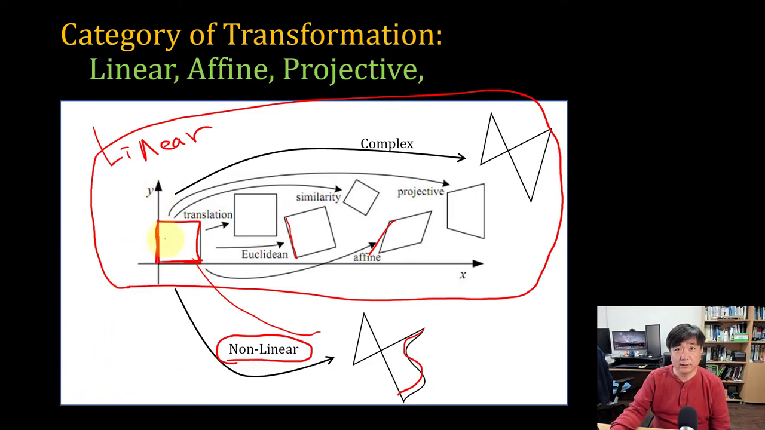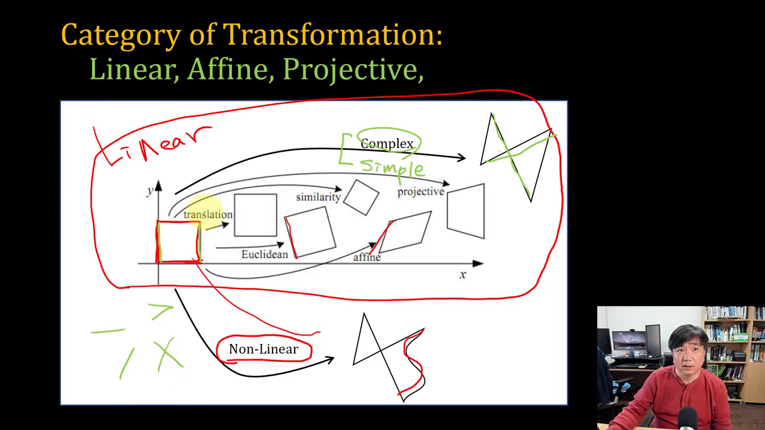Second category is if the line segment, after transformation, meets and crosses, then we can call it a complex transformation. If not, it is a simple transformation. Okay, complex and simple. If I put this, then the result was this one or this one, then it will be a complex transformation.